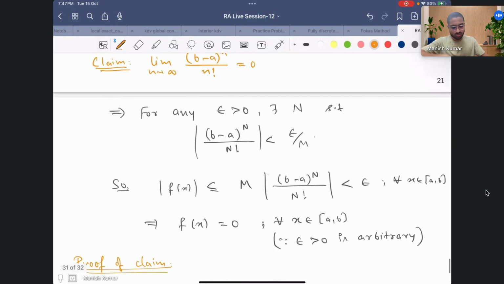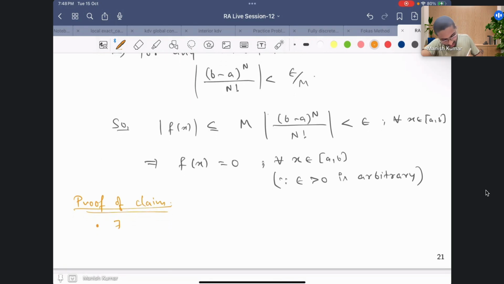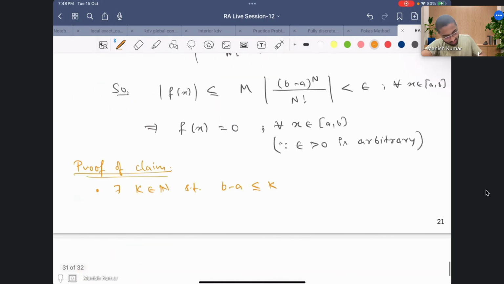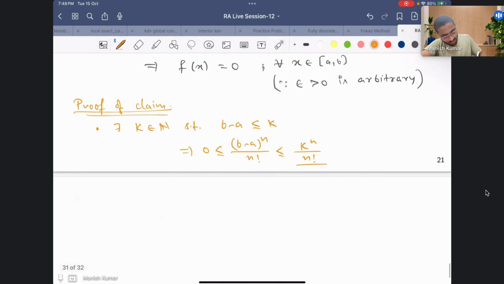So what I'll say is that there exists some k belonging to N such that b minus a is less than or equal to k. Then b minus a raised to the power n by factorial n is greater than 0 and less than or equal to k raised to the power n by factorial n. So now my goal is to prove that this limit is 0.